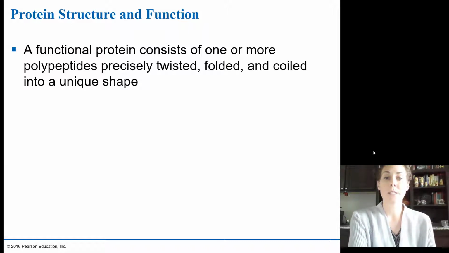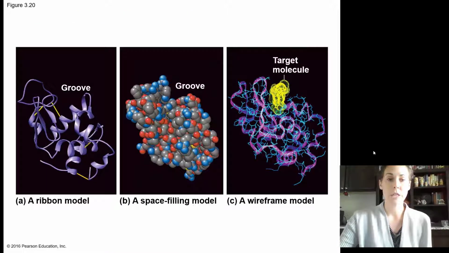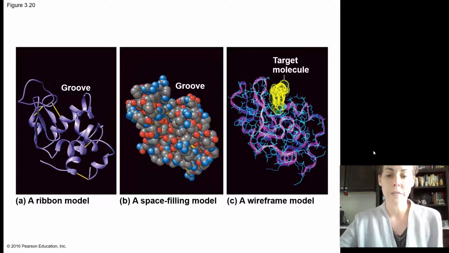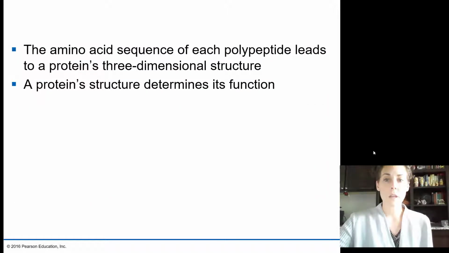So a functional protein consists of one or more polypeptides that are twisted and folded and coiled into a very unique shape. And here's just kind of an example. You'll see the ribbon model a whole lot, and then there's the space filling model, and every protein looks a little bit different. That's why blood cells have the specific shape that they do, where it's almost like an inner tube, like a donut, but without the actual hole in the middle. So the amino acid sequence of each polypeptide leads to a protein's three-dimensional structure, and their structure leads to its function.